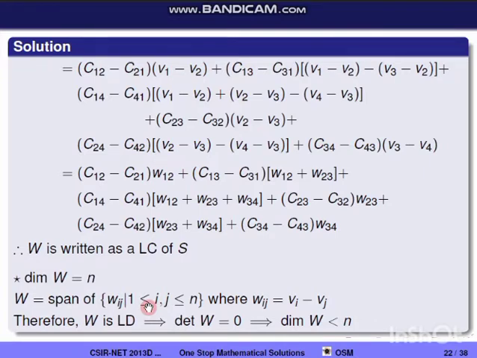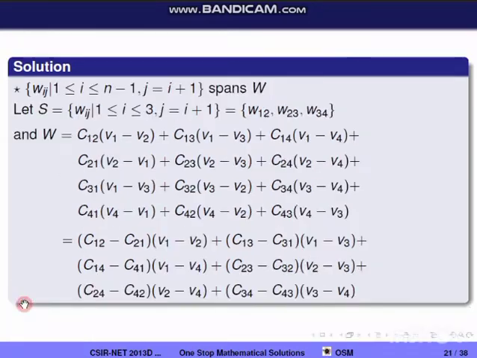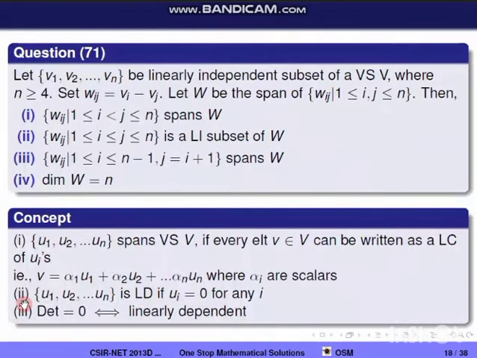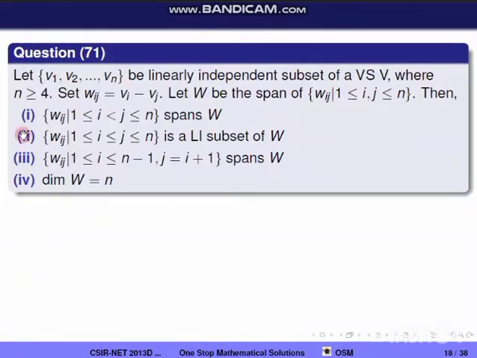Already we showed that 0 belongs to this set. Therefore the set is linearly dependent. Therefore determinant W is equal to 0. So determinant W equal to 0 means dimension is less than n. So this option is wrong. So now we will check the correct statements. So the correct options are 1 and 3.